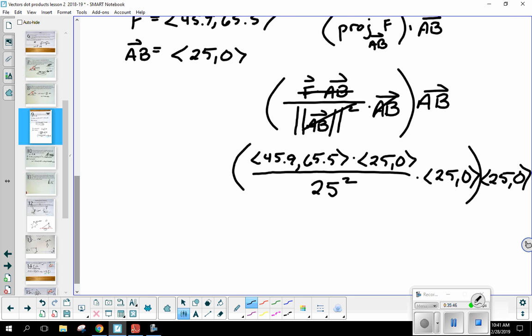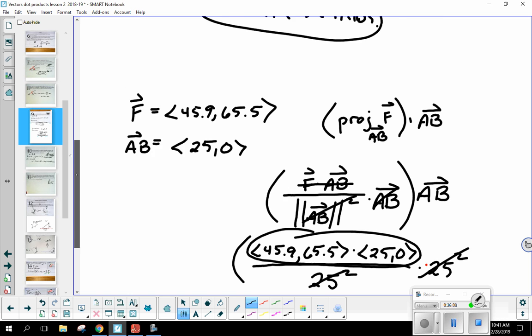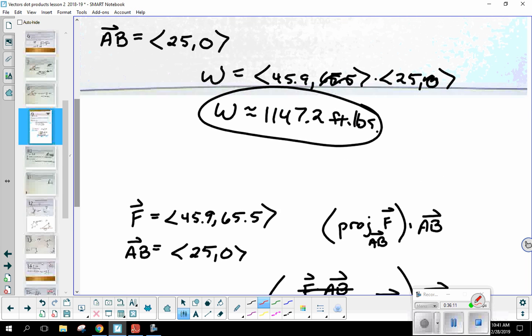What's going to happen when I multiply these two vectors, 25, 0 times 25, 0? That's exactly right. Satish says it's going to cancel out the bottom, because 25, 0 times 25, 0 is the same as 25 squared. So those are going to cancel, and what do you notice we have left? Isn't that exactly what we did yesterday to find the answer?